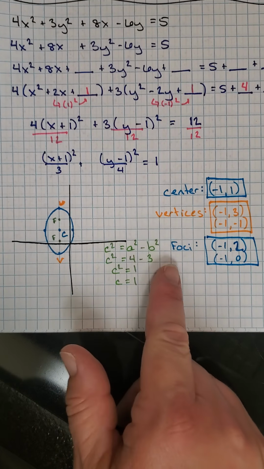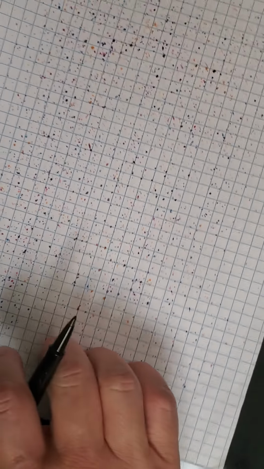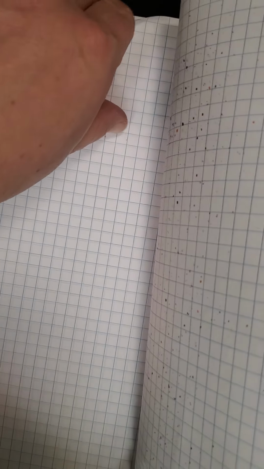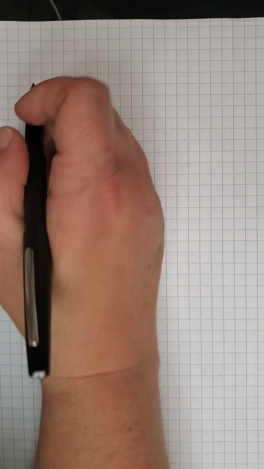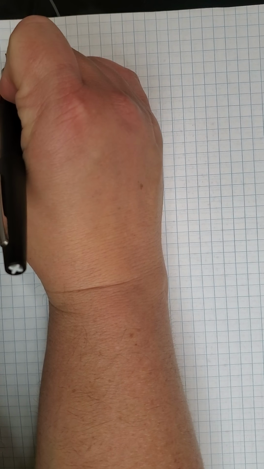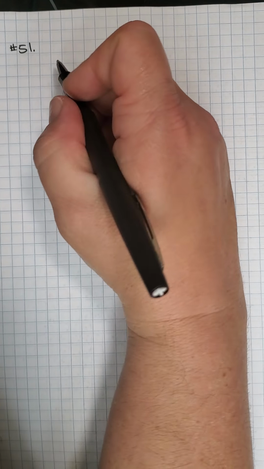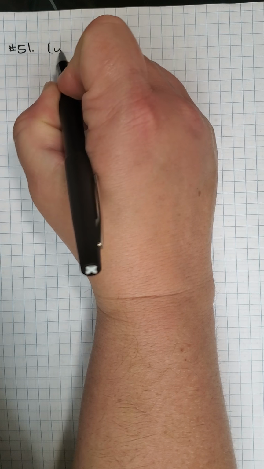Alright, and then the last one, number 51. This one will be our hyperbola. Hyperbola is from 10-4. Hopefully you've had a chance to look at some of those PowerPoints I posted that hopefully they helped a little bit. YouTube has tons of stuff too if you're struggling with any of this.